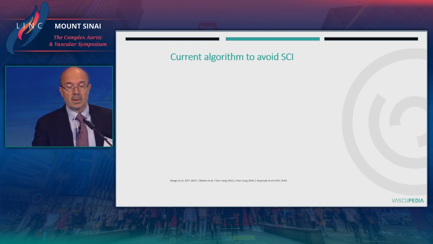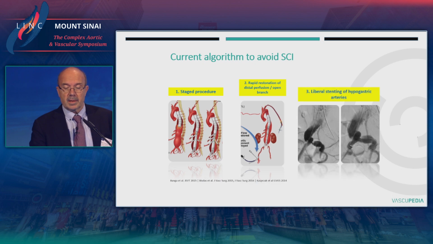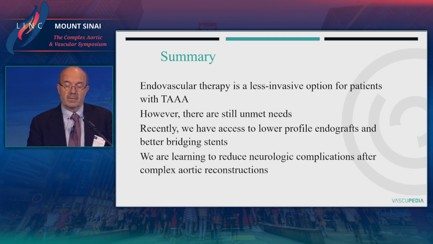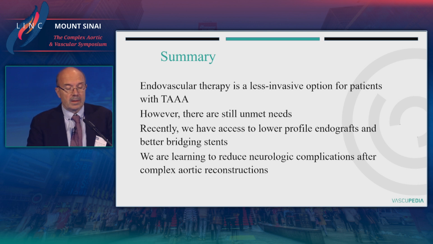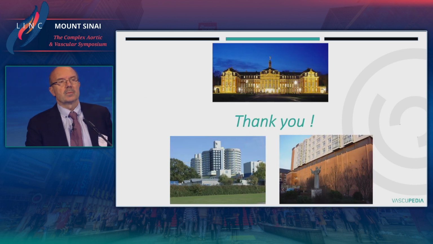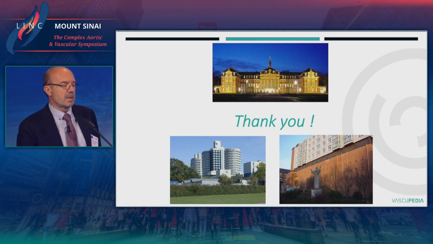So going now to this, this is our current algorithm summarized. And in summary, the endovascular therapy is a less invasive option for patients with thoracoabdominal aneurysm. However, there are still unmet needs, and we have today access to lower profile endografts, and better bridging stents, in my opinion, and we have learned to deal also with this terrible complication, which is the paraplegia after the repair of a very huge aneurysm, especially of type 2.